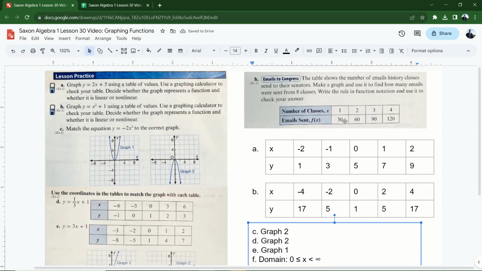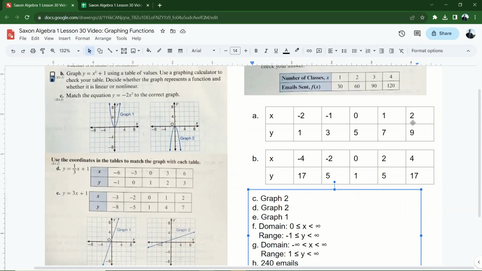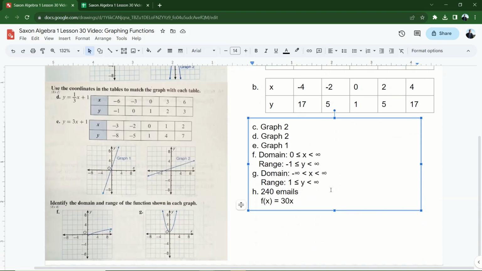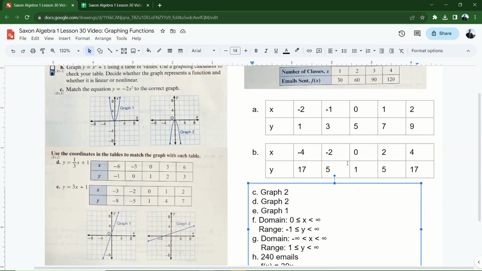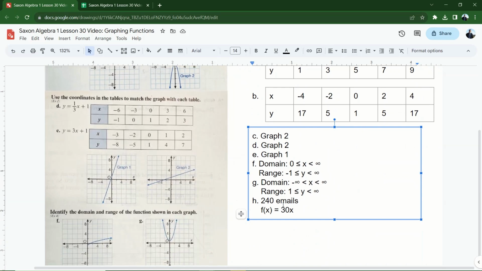I could figure that out from this. 30, so if it's 1, it's 1 times 30. 2 is 2 times 30. 60 is 2 times 30. 90 is 3 times 30. 120 is 4 times 30. 8 times 30 would be 240. So that's why my graph looked the way that it does. That's why my equation looked the way that it does. I could have figured that out just from looking at this table and thinking about it. But that's how you do what you've got to do.